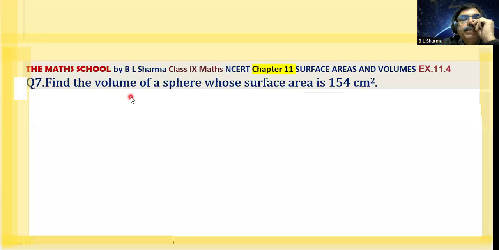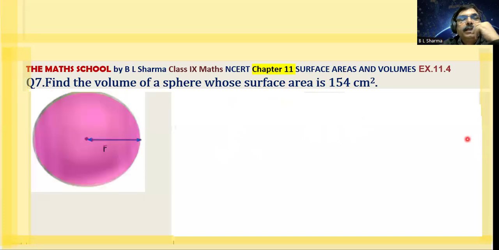Find the volume of a sphere whose surface area is given, and that is 154 centimeter square. There is a sphere whose surface area is 154 centimeter square, and we have to find out its volume. For volume, we need the radius of the sphere. So we have to visualize this first. Let this be a sphere with radius r, and its surface area is given as 154 centimeter square.